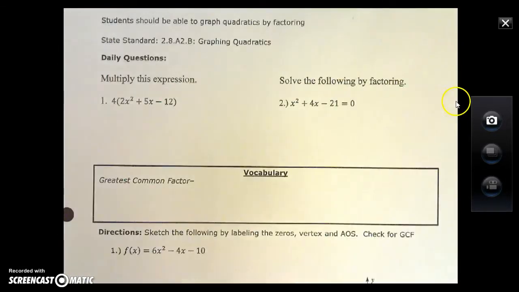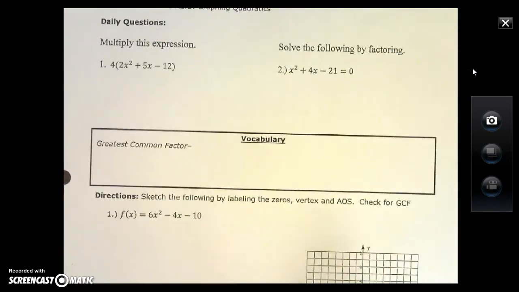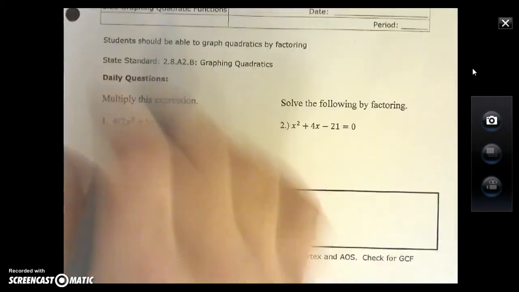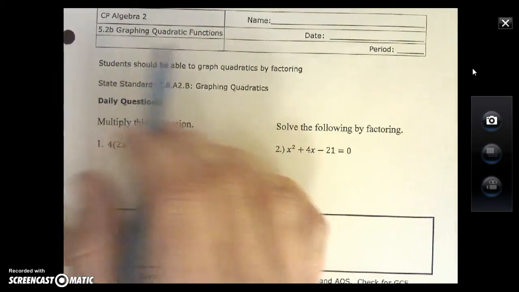Again, we're talking about quadratics, and the whole idea is still there. The parabolas, all of that is still there. So let's take a look today at our next set of notes. We're taking a look at factoring, 5.2b, graphing quadratic functions. Should be called factoring part B.